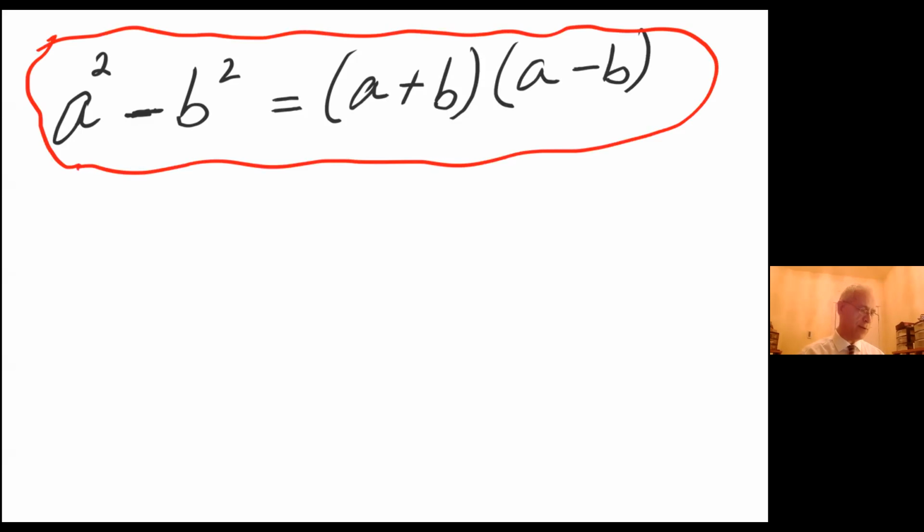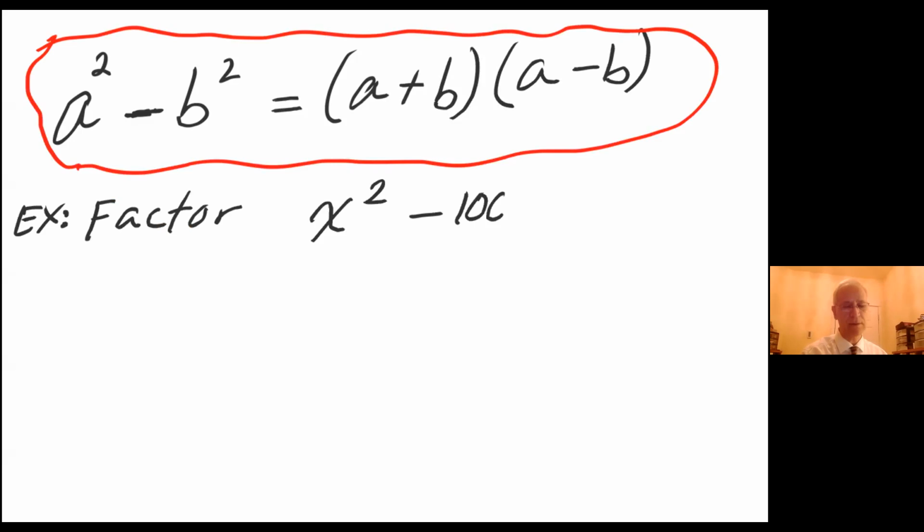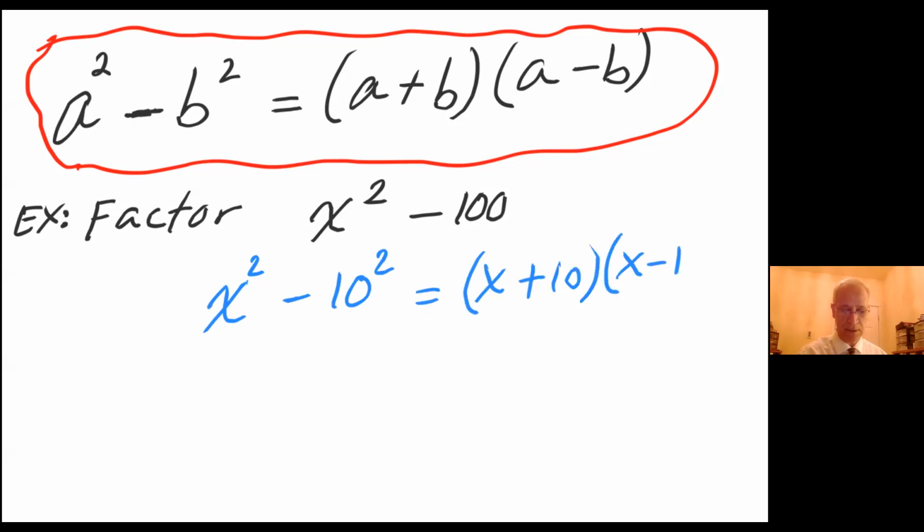Let's have just a few examples. Suppose I want to factor x squared minus 100. Notice that this is the same as saying x to the second, or x squared minus 10 squared. Now I can factor this. So this equals x plus 10 times x minus 10.